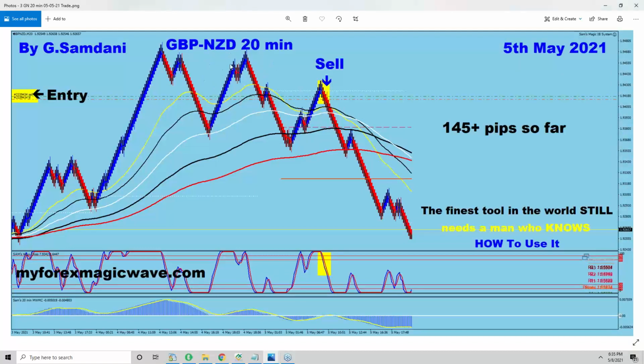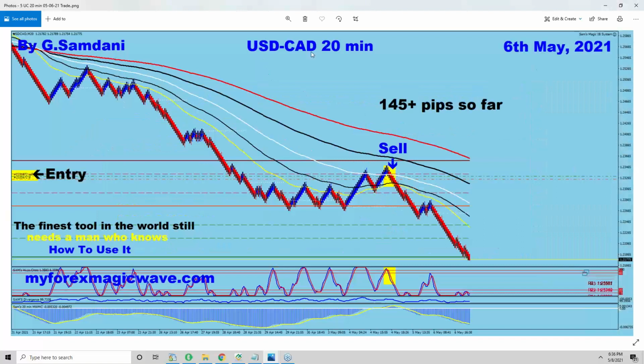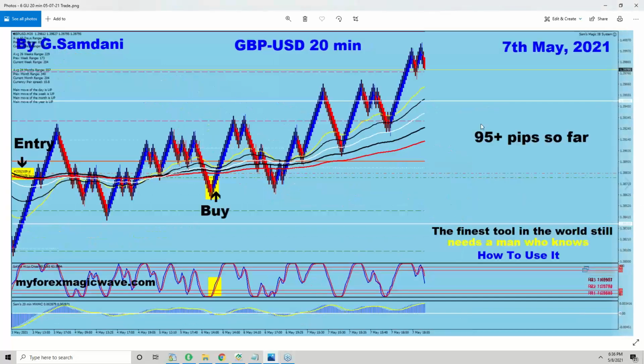And on the 5th, news came out very, very strong. The USD got strong, sending GBP/USD and EUR/USD to the downside. This is a short entry here, all the way down for 145 pip. And similarly EUR/USD, but the entry came from the 7-minute chart, and you see 125 pip all the way down. Several entries here, this one, this one, this one, this one. And on the 6th, USD/CAD for 145, short entry here. My first entry hit SL, the second entry I took, and all the way down.